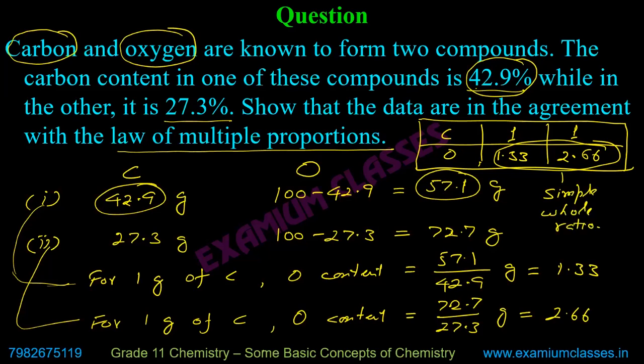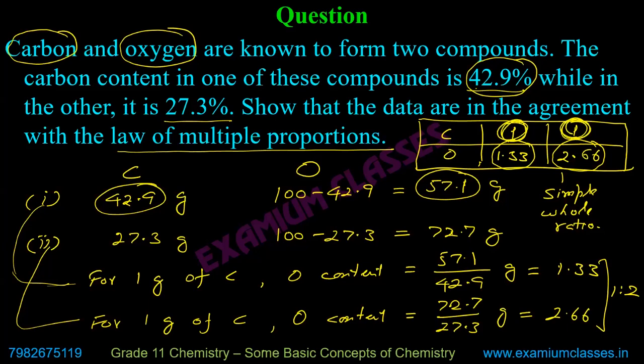And that's what the law of multiple proportions says, that if two elements can combine to form more than one compound, then keeping the mass of one as constant, here the mass of carbon we have fixed as 1, the other element in the compounds will have a simple whole ratio by mass, and it is 1:2. The ratio here is 1:2, which is a simple whole ratio. Is that clear?